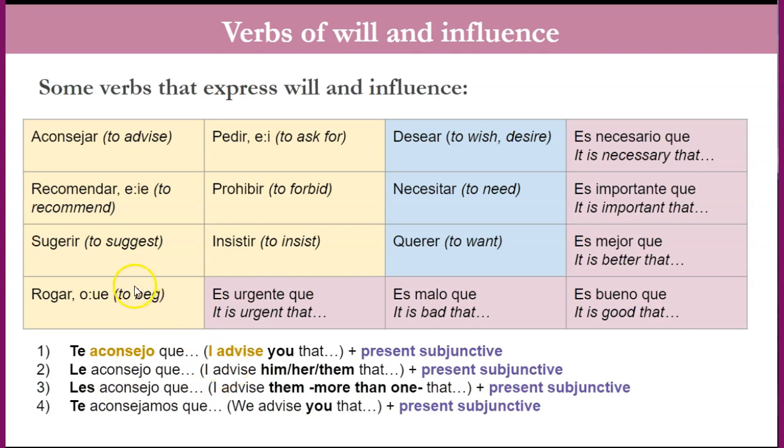Here I have some examples. As you can see, I put these verbs in yellow because these verbs are going to need indirect object pronouns. So indirect object pronouns are me, te, le, nos, os, les, right? So for example, this one, te aconsejo que, I advise you that. Aconsejar is conjugated in the yo form because you're saying I advise, and te is referring to you. I advise you that, and then you use the present of the subjunctive.